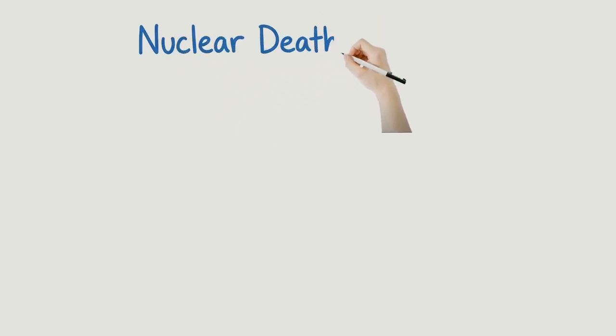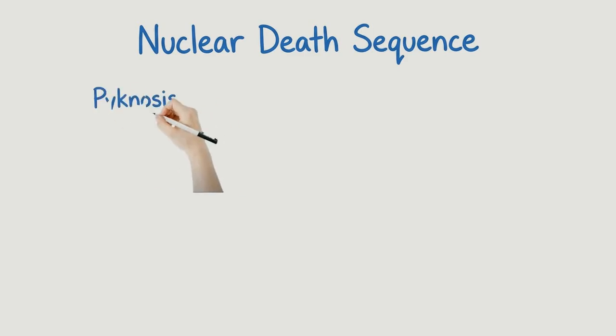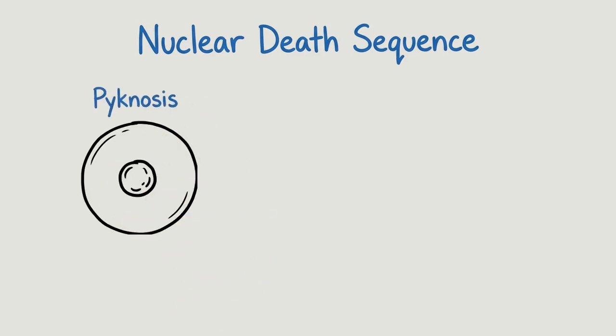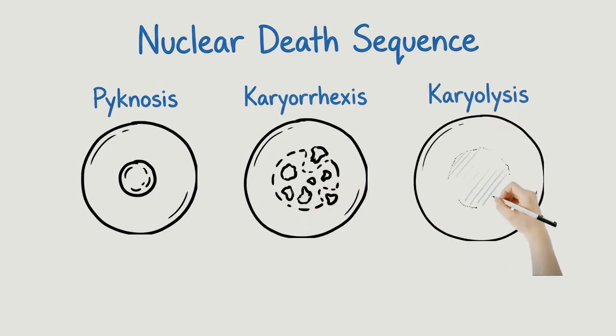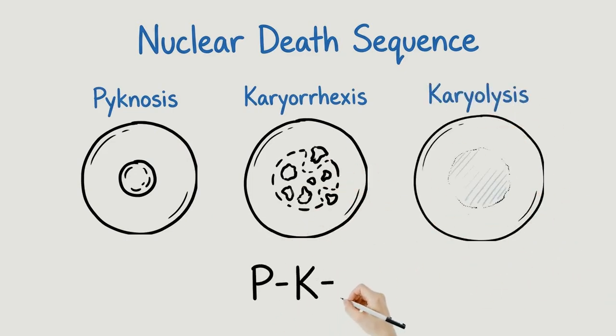One more necrosis detail step 1 loves: the nuclear death sequence. In necrosis, the nucleus dies in a predictable order. Pyknosis, the nucleus shrinks and darkens. Karyorrhexis, it fragments. Karyolysis, it dissolves. PKL, always in that order.